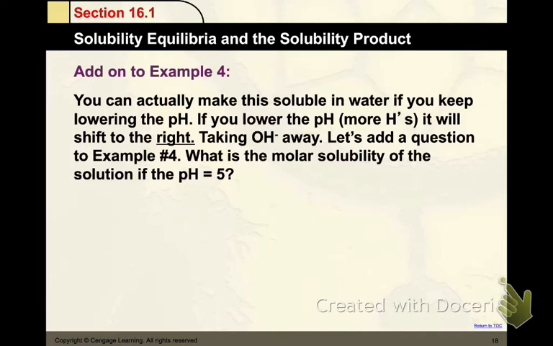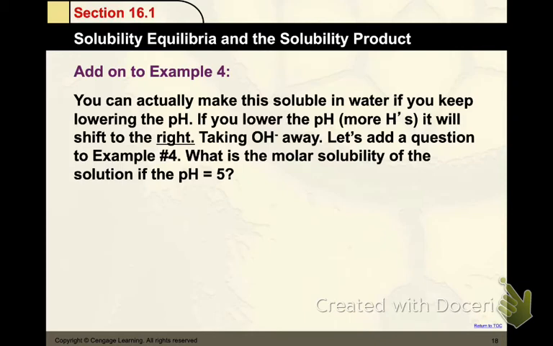Okay, well, because hydroxide, OH minus, was part of that equilibrium, you can actually make iron(III) hydroxide more soluble in water if you lower the pH. If you make it more acidic, more H pluses, it will shift that right. Less OH minus, takes some away. It's kind of a Le Chatelier's principle thing.